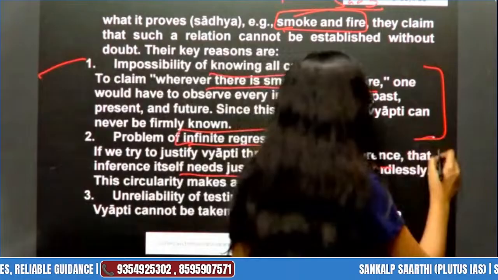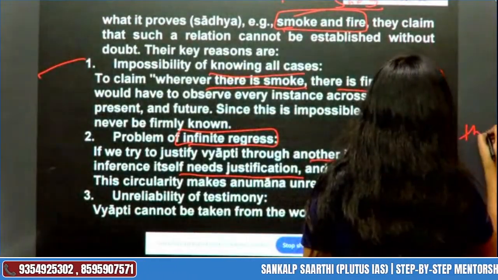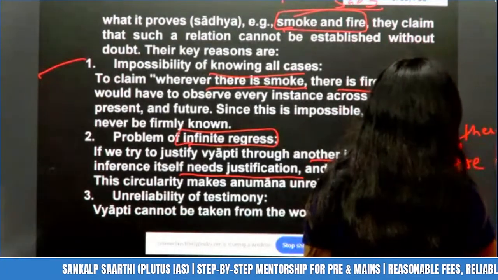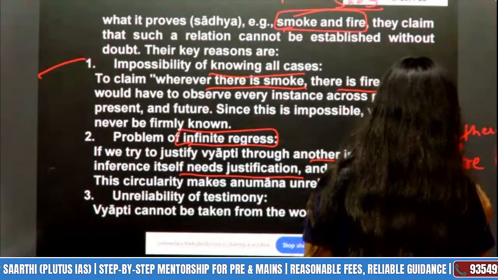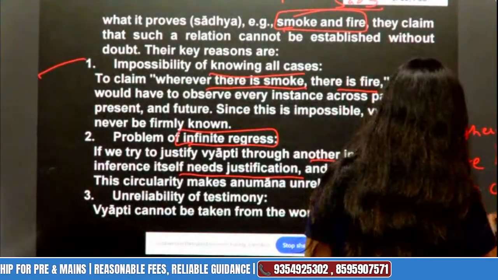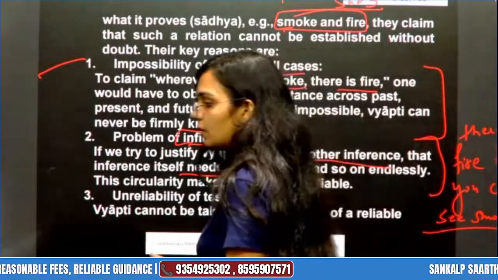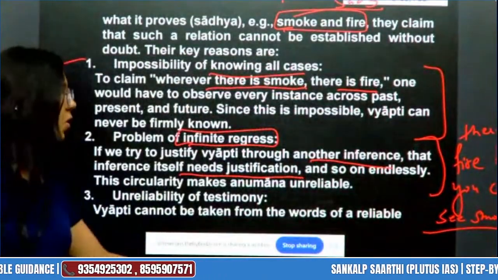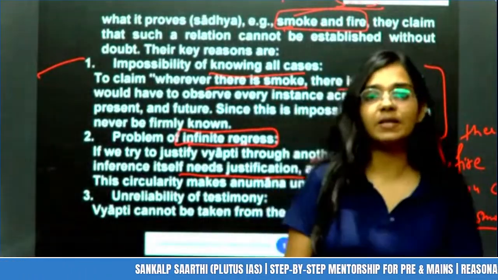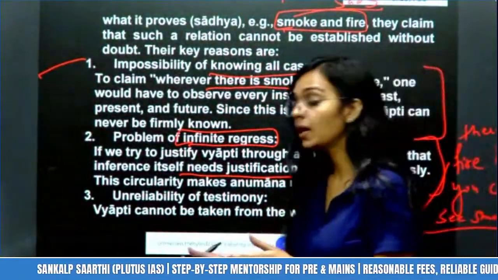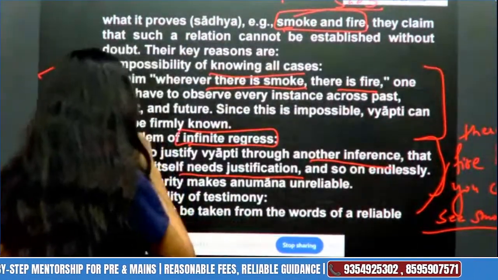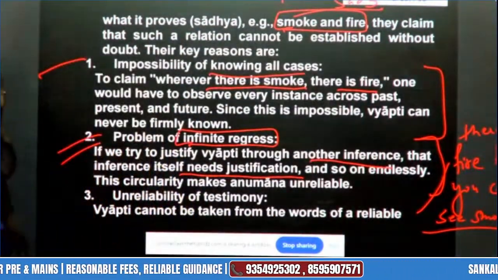So inference, suppose saying that there is fire because you can see smoke. So you infer something out of something, right? Because of smoke, you infer that there is fire, right? So this is inference. Charvak says that because you want to prove inference, you are going to take help of inference only. So this circularity is also not reliable, right?